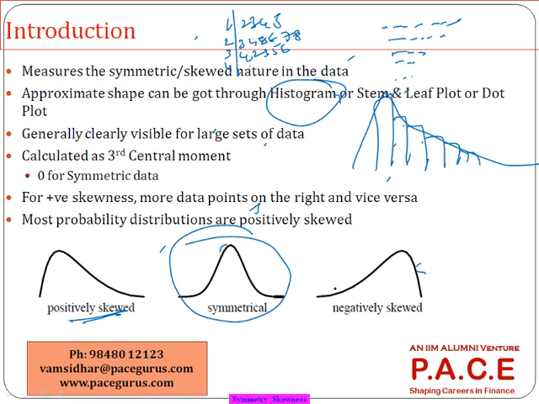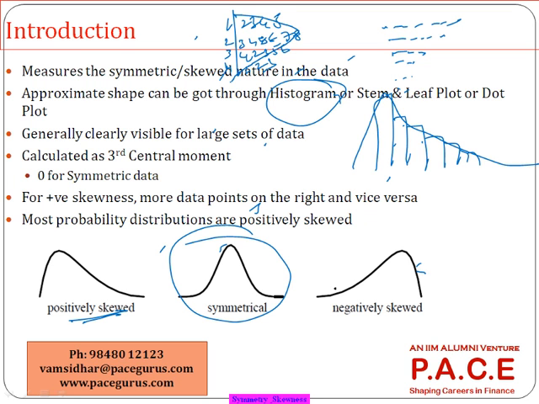If it is something like this, it is looking more like a symmetrical. If you are trying to tilt the graph and join the high points, it is coming more like this. So there is a kind of symmetric nature in that graph.